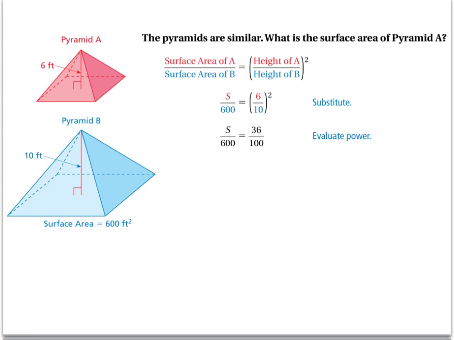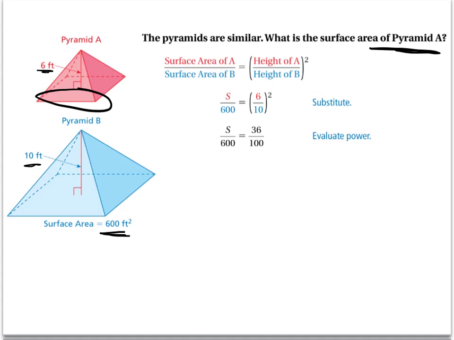Alright, here we have two pyramids that are similar. It asks what is the surface area of Pyramid A here. They gave it to us in Pyramid B. They gave us the height of Pyramid A. We don't know the surface area of Pyramid A, so you create a ratio.